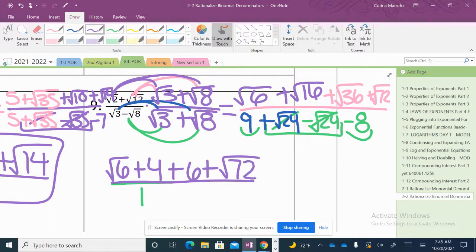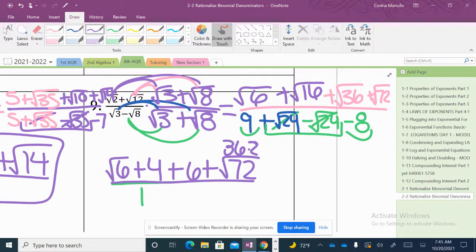72 is the same thing as, what numbers? 16, I believe 16 goes in it. Let me try it. 72 divided by 16? No. 72 divided by 4, 9. 72 divided by 36. There you go. That gives us 2. So 36 times 2 gives us the square root of 72.